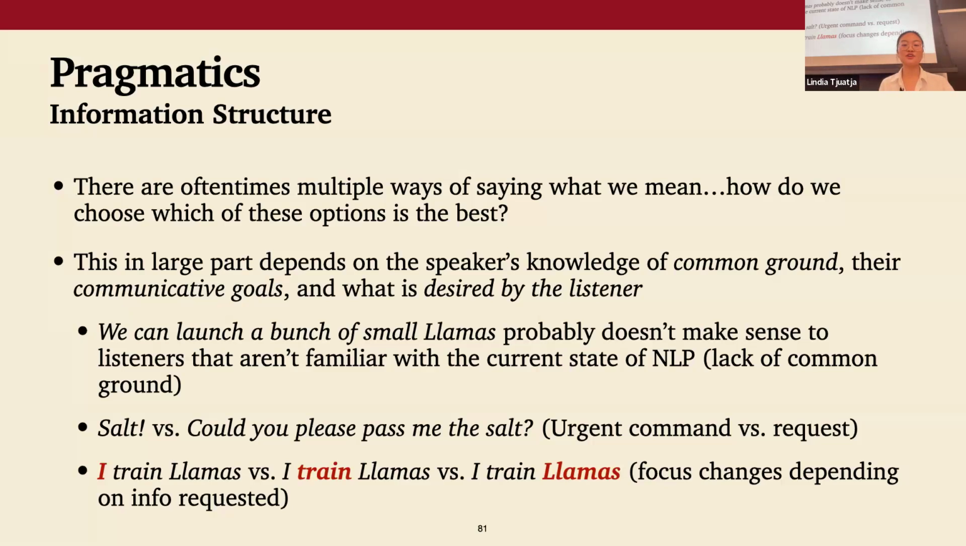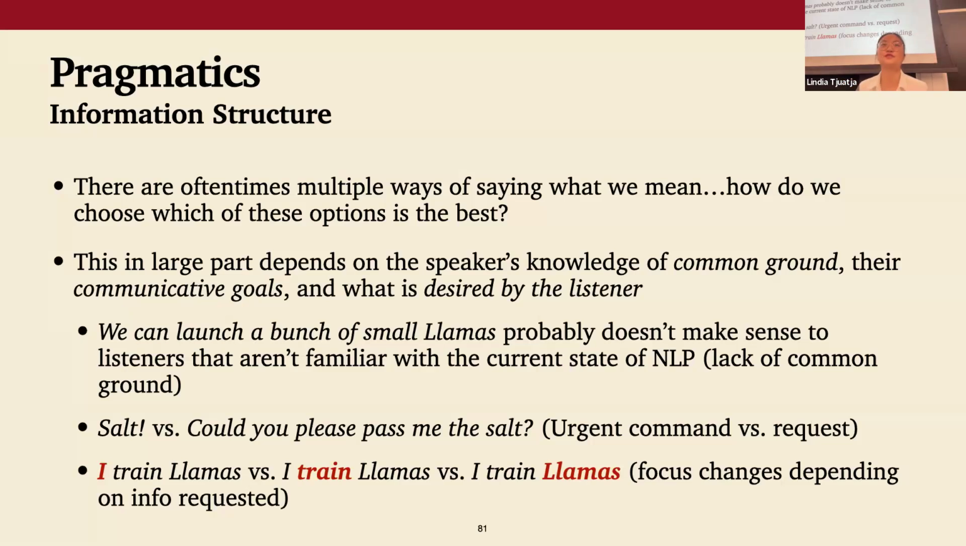So for common ground, as an example, I heard this in a meeting the other day: "we can launch a bunch of small llamas." If I said this in a random Pittsburgh restaurant and someone was eavesdropping and they have no idea about the current state of NLP, they'll be like, what are you doing? Why are you doing that? So this is a very illustrative example of them not having common knowledge about what you're talking about.